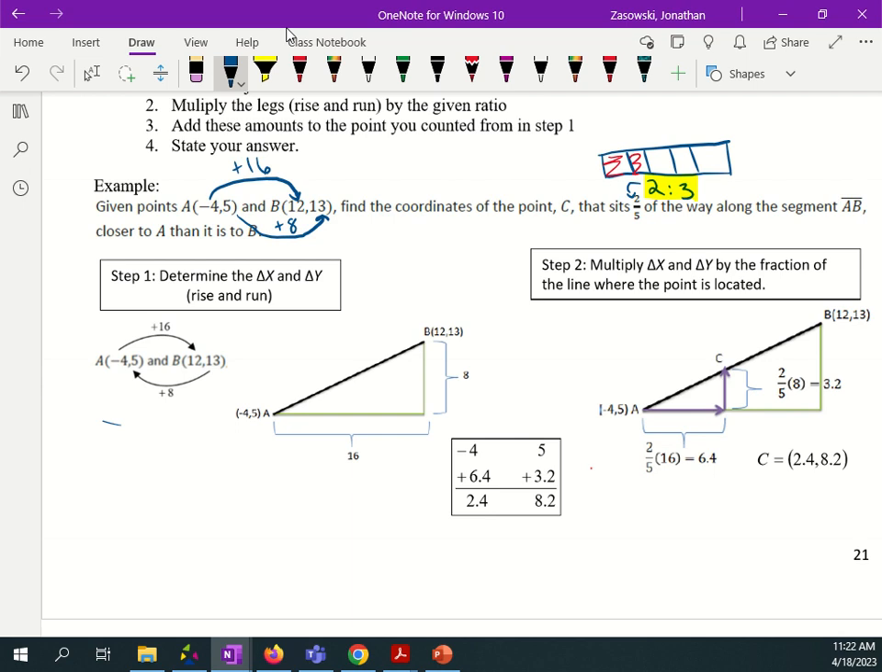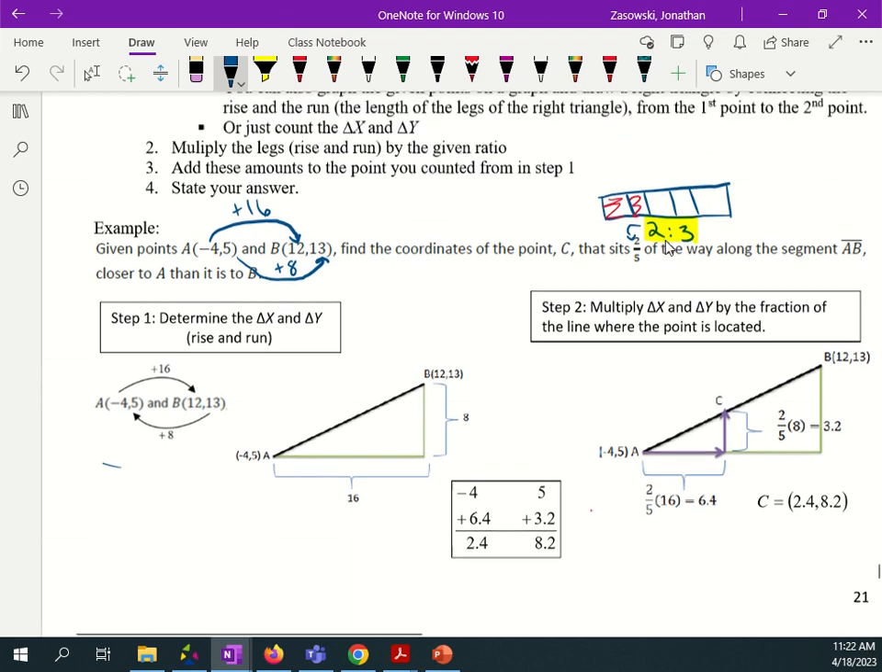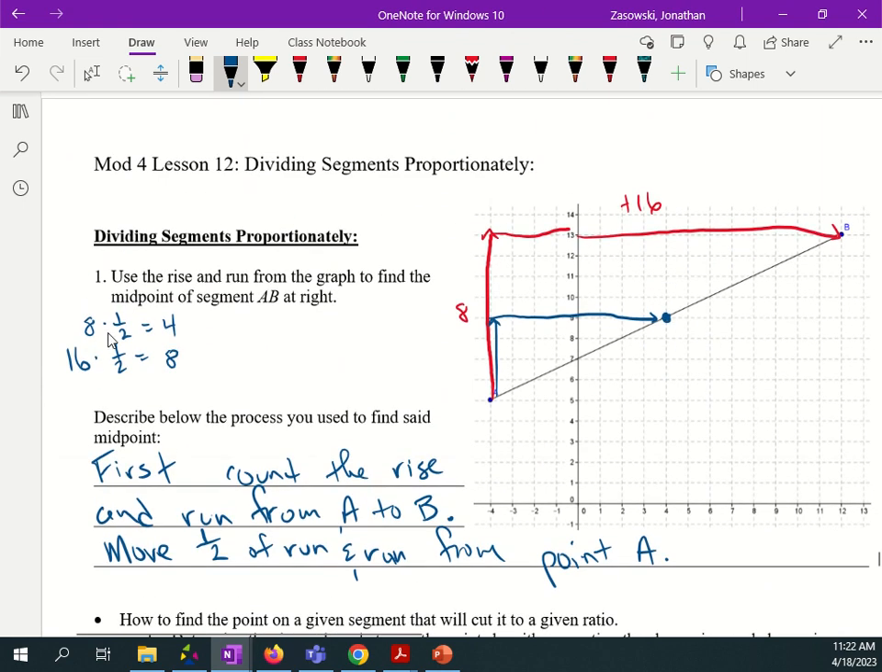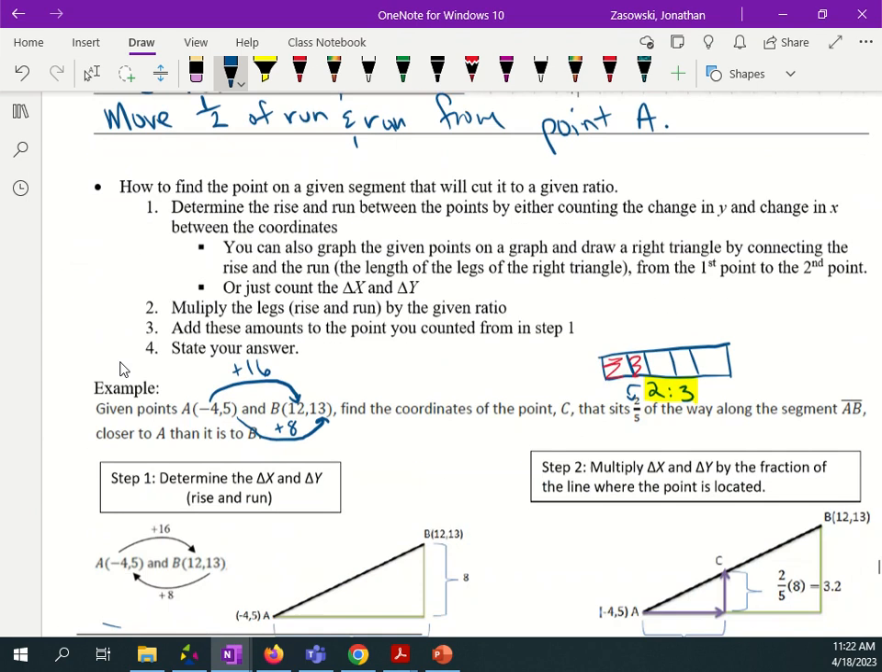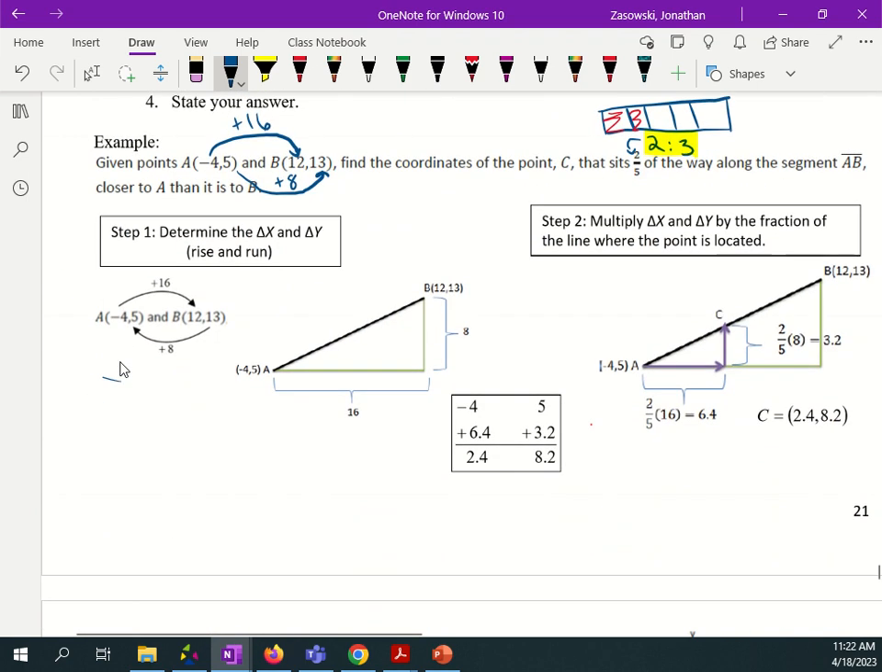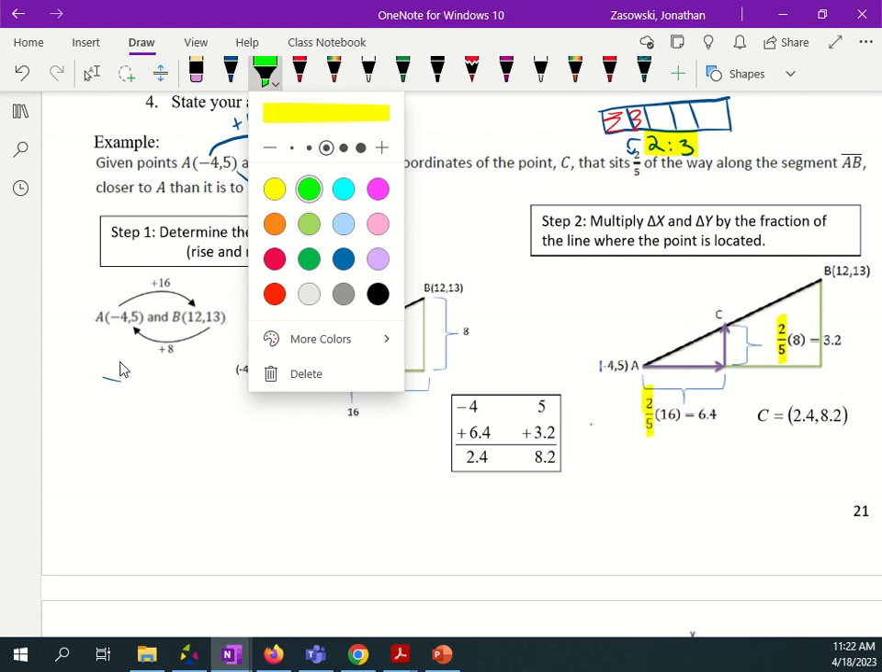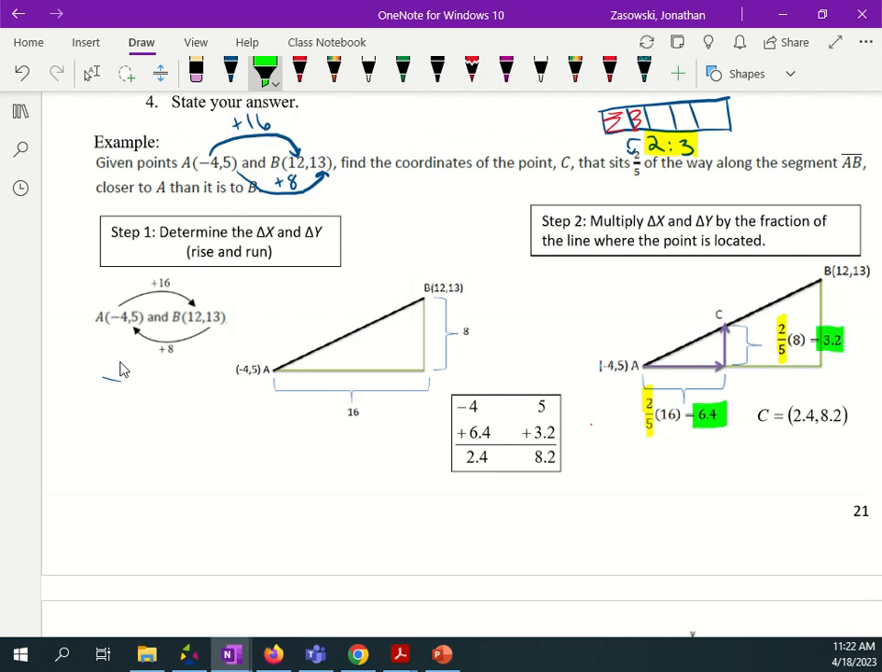Now, remember that what we really did after that is we multiplied both of those numbers by a half, right? Because we wanted to move halfway. So what I'm going to do is multiply both of those numbers by 2/5. So I do 2/5 of 16 and 2/5 of 8. And then all I'm going to do is take these two quantities, 3.2 and 6.4, and add them to the coordinates from point A.